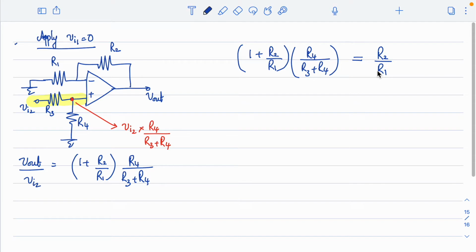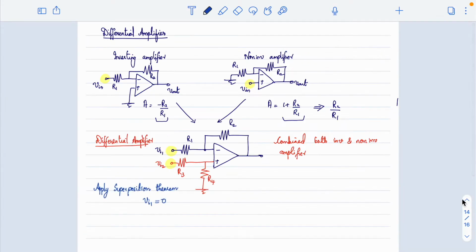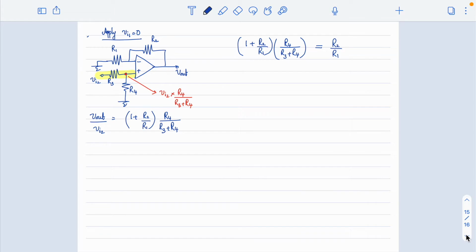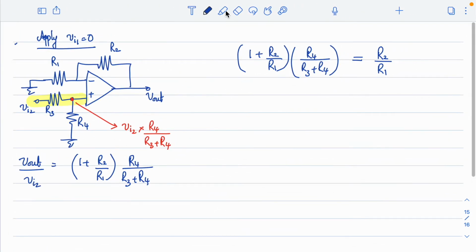So now I don't know whether you are getting the question: why is it not possible even without adding R3 and R4? It is not possible because with the help of R3 and R4 we are actually looking for some condition which can force the gain equal to R2 by R1. That is what I have done here, right? 1 plus R2 by R1 into R4 by R3 plus R4 should be made equal to R2 by R1, and that is possible by choosing appropriate values for R3 and R4. Let us see how we can do that.